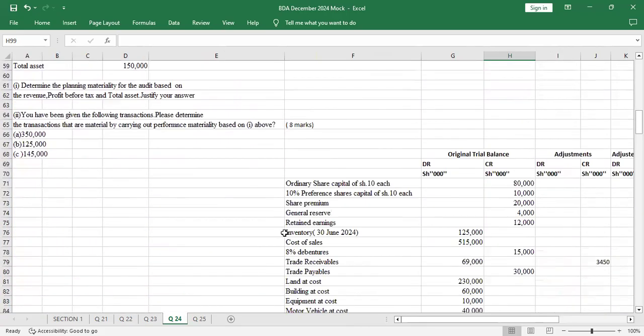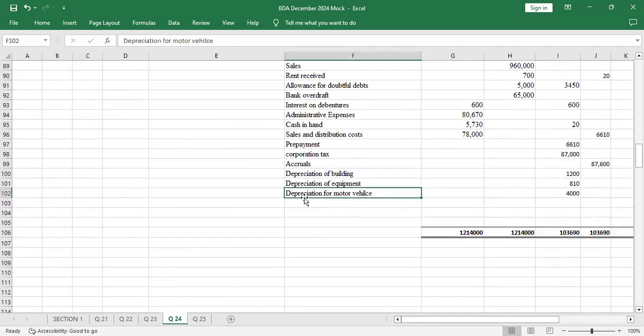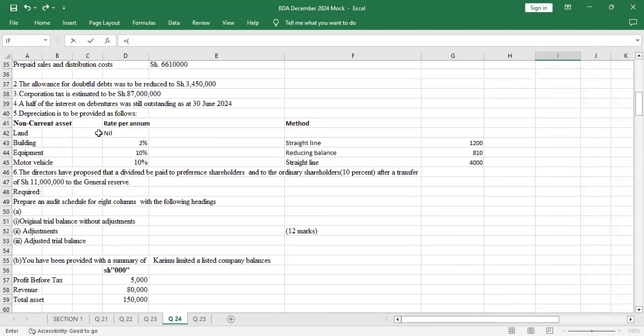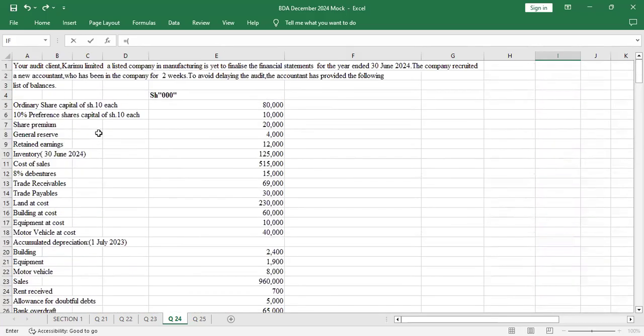So the first one we have dividend paid. I'll combine them instead of doing them separately for both preference and ordinary. So I just say dividend paid, and that's an expense. So I'll debit that. So I'll say equals to bracket because I want to combine. So I'll start with the preference. So what was the rate for the preference dividend? It was 10% of 10,000.